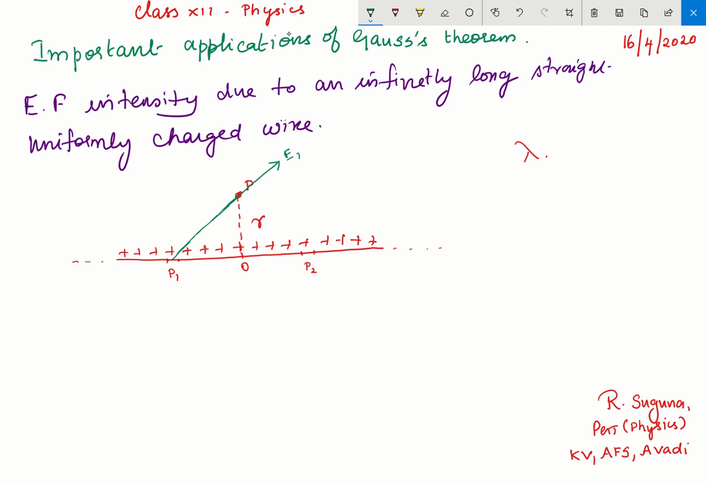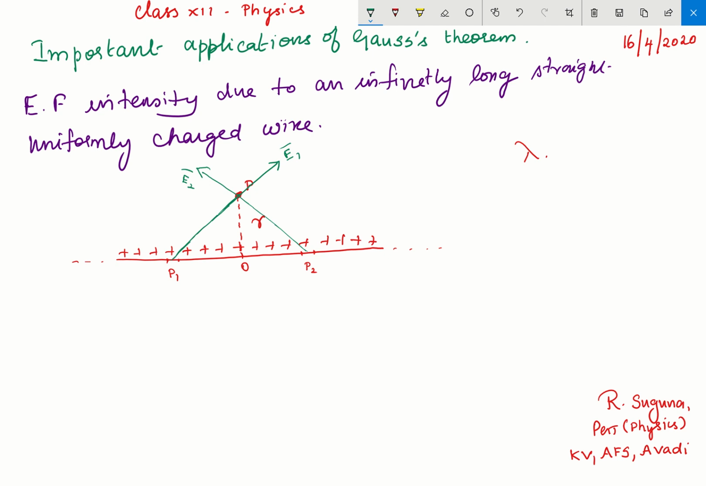Like that, I am going to take P2. Due to P2, now I am finding only the direction. What will be the direction of the electric field at P due to the element P2? It will be in this direction. Both are symmetrically on both sides of O. Now if I take P1 and P2 like this, how to find the net electric field due to P1 and P2?